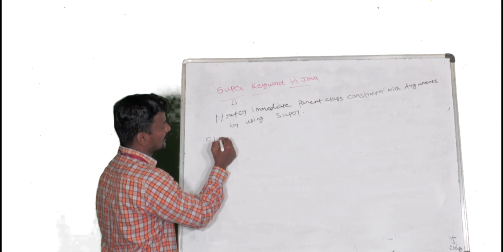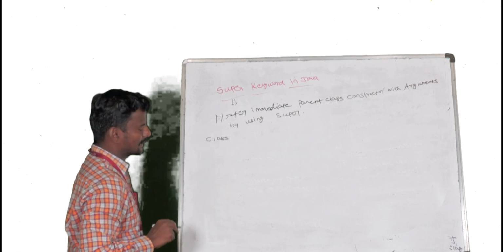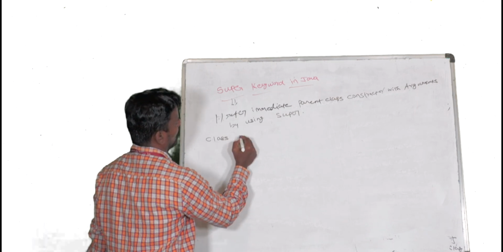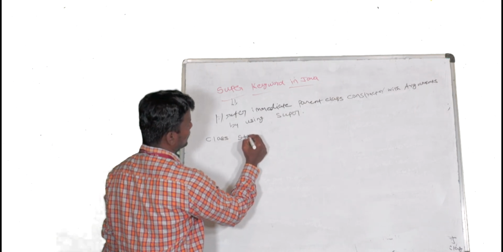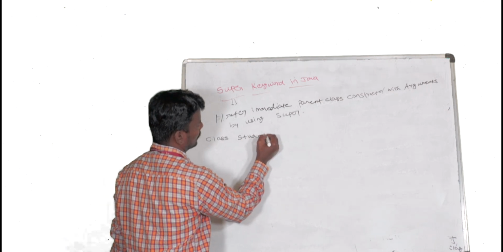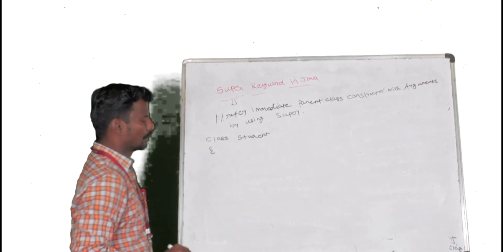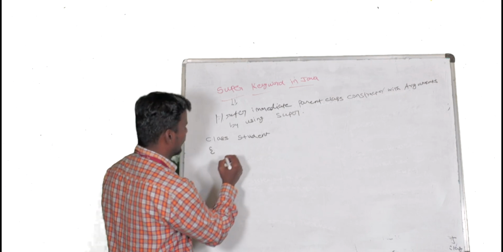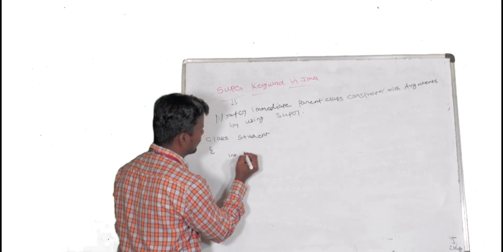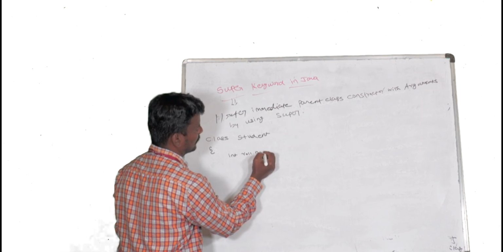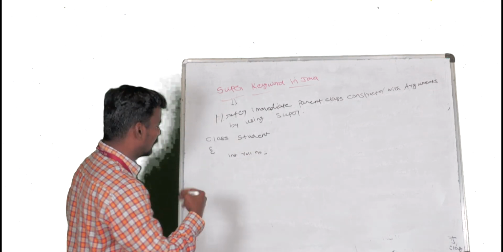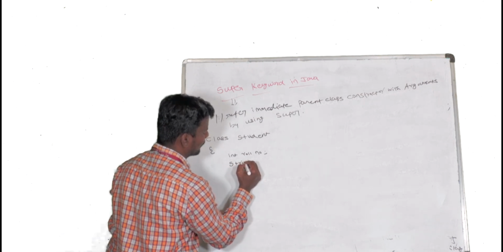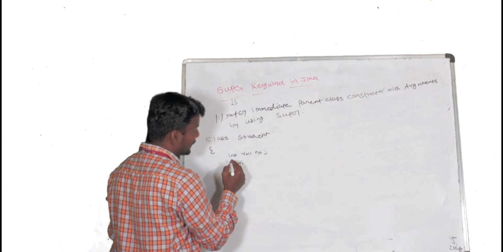The class name is Student. In this class, I have to declare some member variables, that is, instance variables. The first variable is roll number, and the next one is name, of string type.